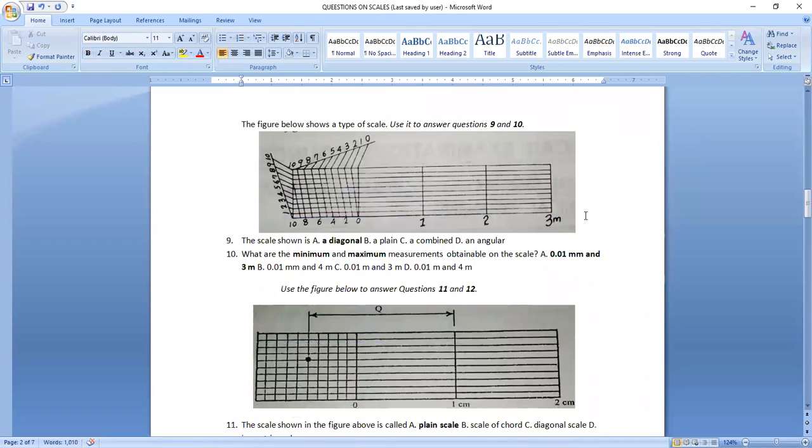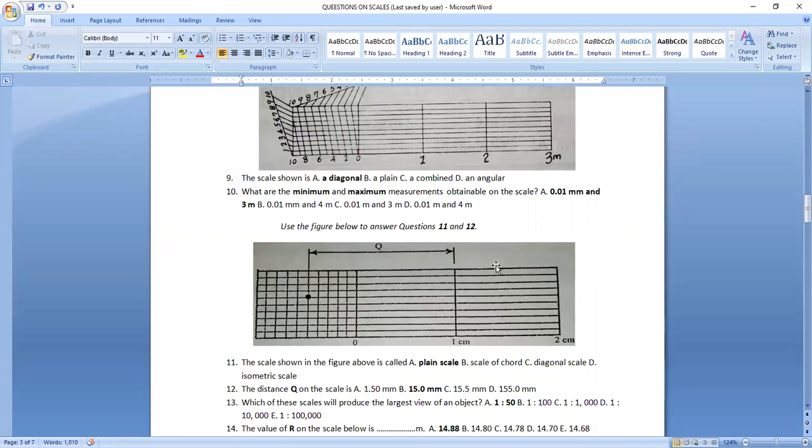Then we have to use this diagram or scale to answer questions 9 and 10. Question 9 asks whether the scale shown is a diagonal scale. So this scale is a diagonal scale. Question 10 asks, what are the minimum and maximum measurements obtainable on the scale? The minimum and maximum measurements obtainable on the scale are 0.01 millimeters and 3 meters. That is option A, the answer to the question.